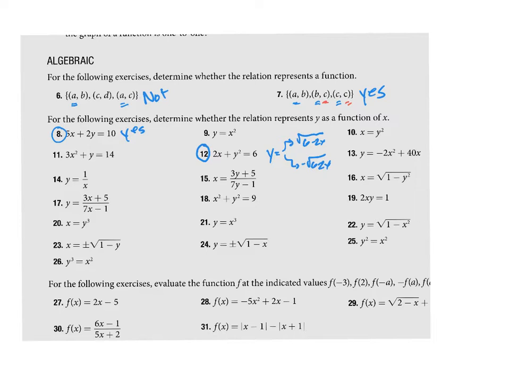For example, not here, down here in number 20, the original problem is not written with y as a function of x. However, I can solve for y by just taking the cube root, and we don't have to worry about positive and negative cube roots. There's only one cube root. So we can change this into y equals the cube root of x. And this is a function.